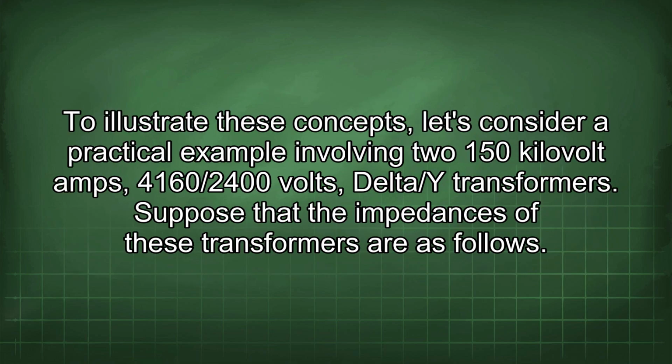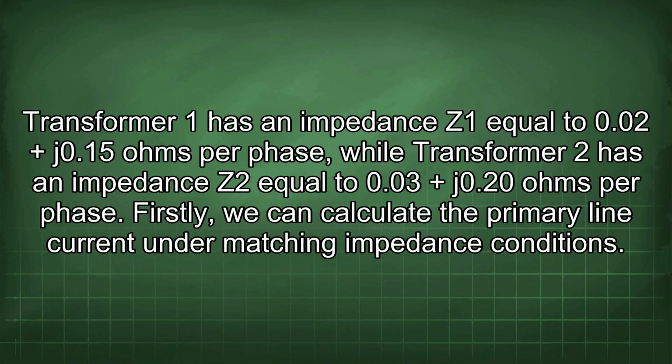To illustrate these concepts, let's consider a practical example involving two 150 kVA, 4160/2400 volt, delta/Y transformers. Suppose that the impedances of these transformers are as follows. Transformer 1 has an impedance Z1 equal to 0.2 plus j0.15 ohms per phase, while Transformer 2 has an impedance Z2 equal to 0.3 plus j0.20 ohms per phase.